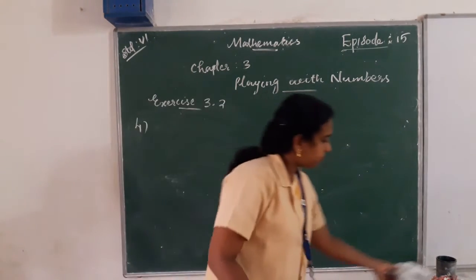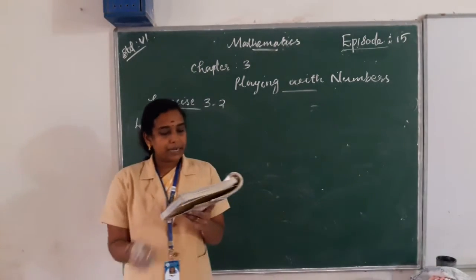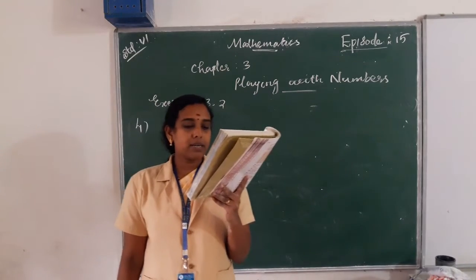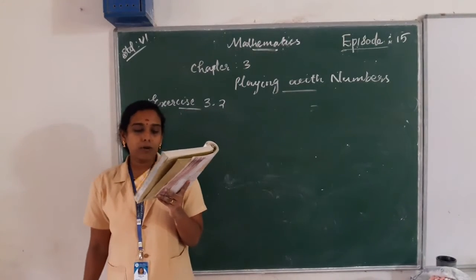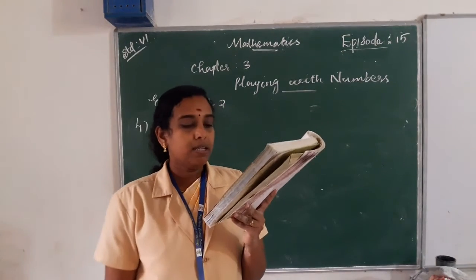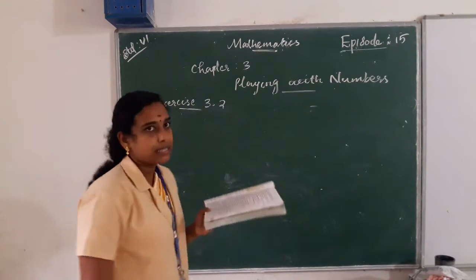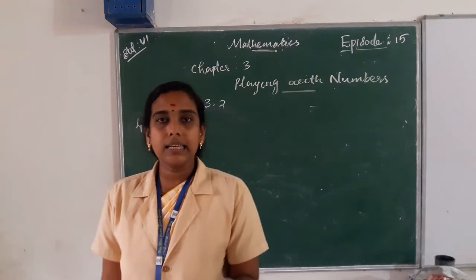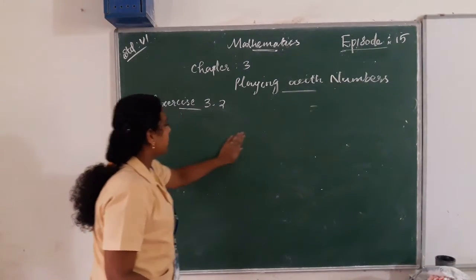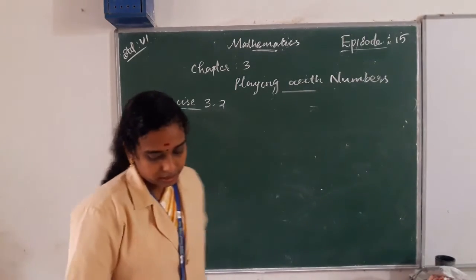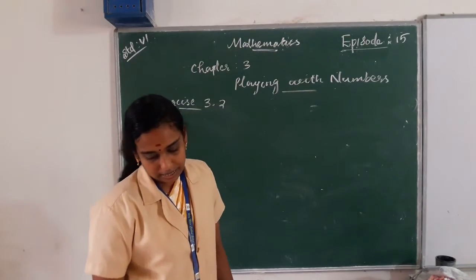Question number 4. Write down separately the prime and composite numbers less than 20. So, the prime numbers less than 20 are 2, 3, 5, 7, 11, 13, 17 and 19.